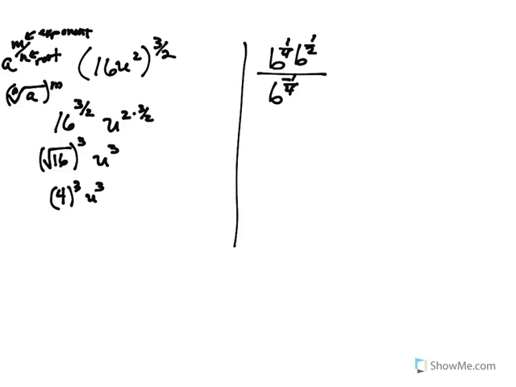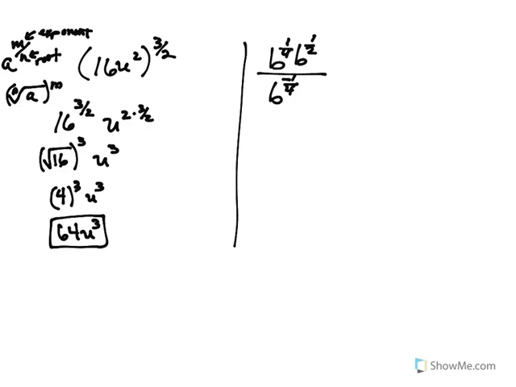4 cubed gives us 64. So 64u to the 3rd power. And that's it. On this next one, we have b to the 1/4 times b to the 1/2 all over b to the negative 1/4.